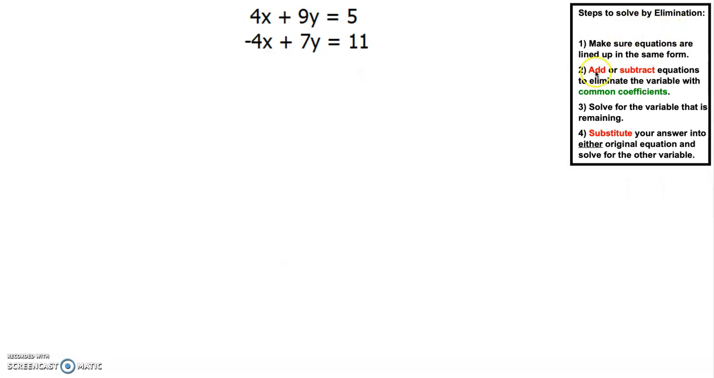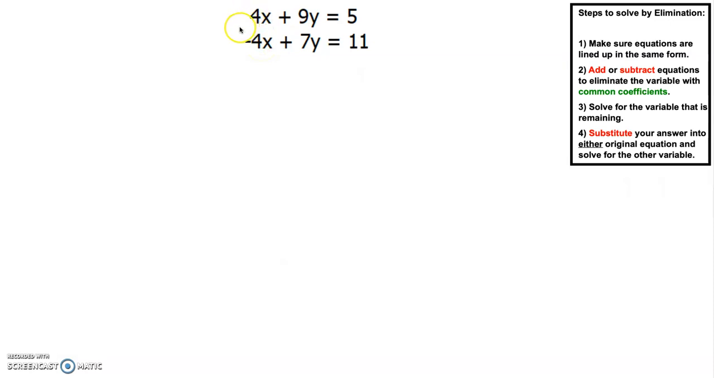So we have to think about whether adding or subtracting those equations would make sense to eliminate that variable. So we have a 4x and a negative 4x. We want to eliminate these terms.